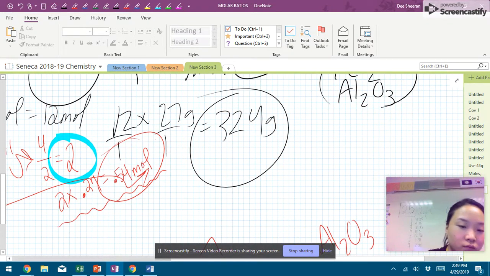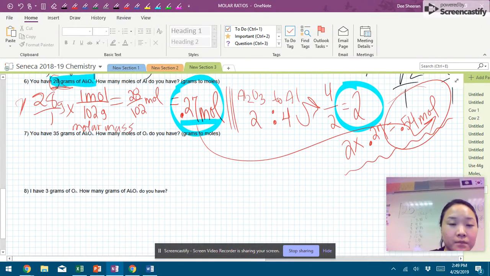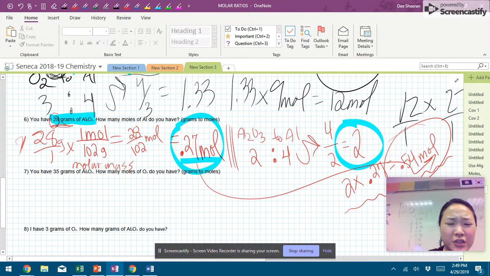Again, here is your answer if you wanted to do it independently: 0.54 moles, and that's it. Actually, I just realized there's another example, but I'll do it in the next video. So if you want a second example, I'll just do it in the next video.